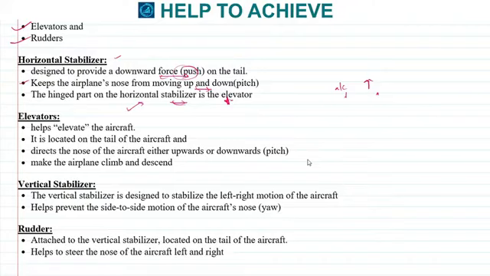Okay, so the elevator will help to elevate the aircraft. It is located on the tail of the aircraft. It directs the nose of the aircraft either upwards or downwards. So with the help of elevators, the nose, which is the front part of the aircraft, can be either raised or lowered. Because of this, the aircraft movement can happen, so the aeroplane can climb and descend. With the help of elevators only, we are able to achieve this climbing and descending. The control is provided by this elevator, which is a part of the horizontal stabilizer.